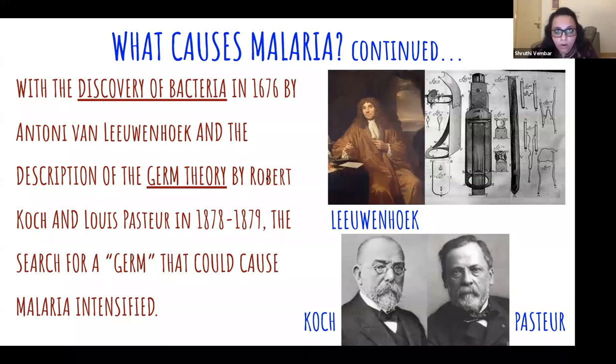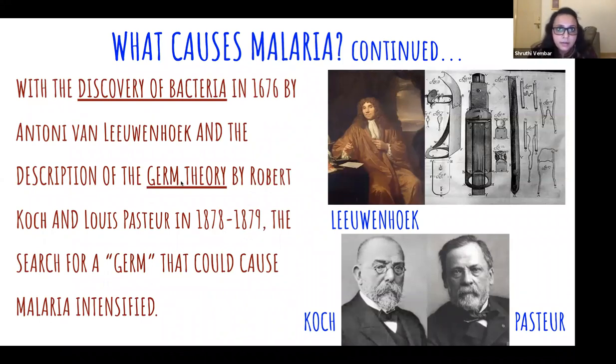And then two other researchers, Robert Koch and Louis Pasteur. These people are also very important because they proposed something called germ theory. Until then, a lot of people thought that diseases were caused because you inhaled bad air or drank unclean water, and they thought this is the reason why people were getting some of these diseases. But in 1878 to 1879, Robert Koch and Louis Pasteur proposed this germ theory.